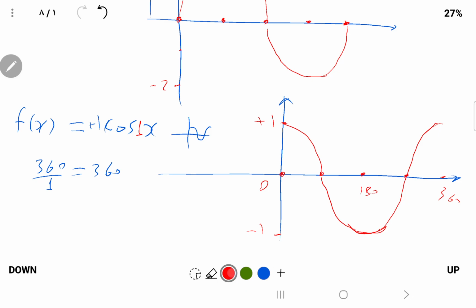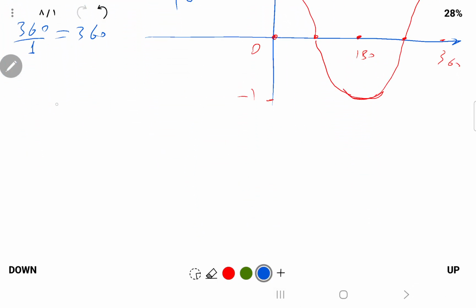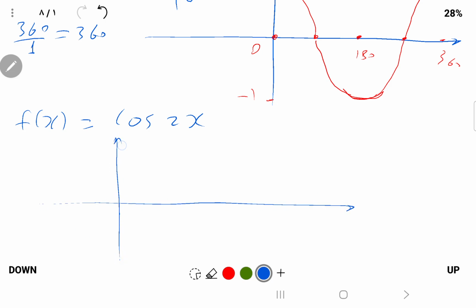Now what's going to happen if you add 2 as coefficient of x? For example, f of x is equal to cosine 2x. In this case, the period has changed. So let's calculate the period. 360 divided by 2 is equal to 180. So this means the 5 points must be from 0 to 180.